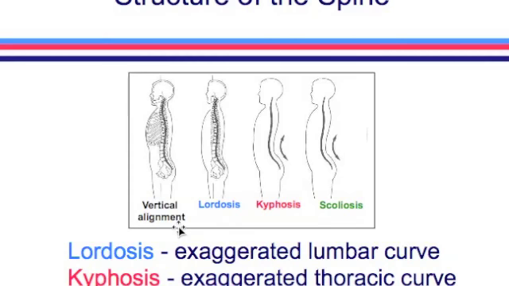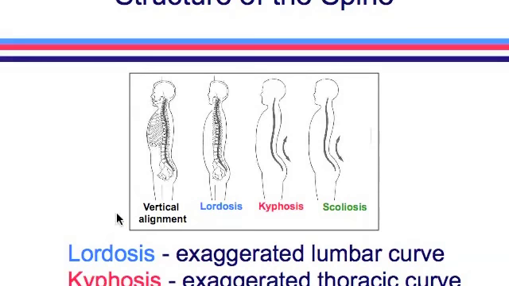So it has that convexity to the posterior. So you can see here in the normal picture, the vertical alignment, that's considered to be normal, and then this is a lordosis, although some people refer to that curvature in the lumbar spine as a lordosis, but an accentuated lordosis would be considered at least a hyperlordosis.